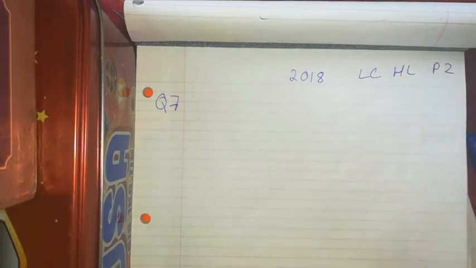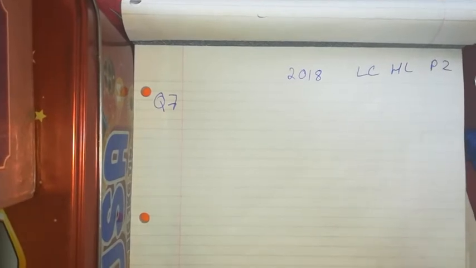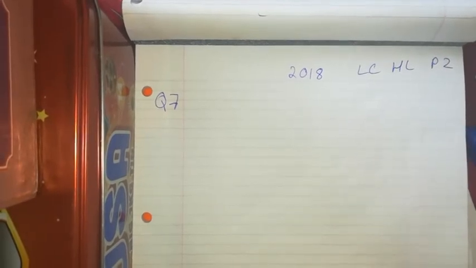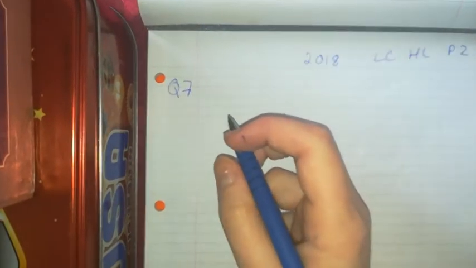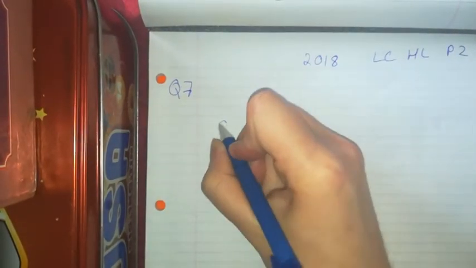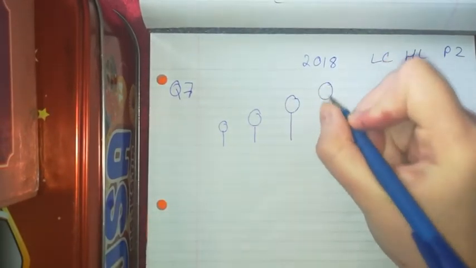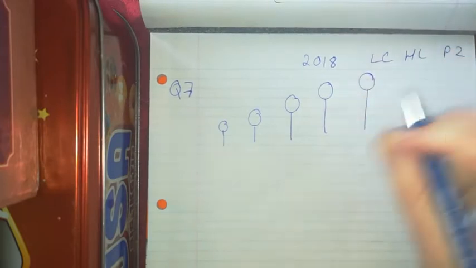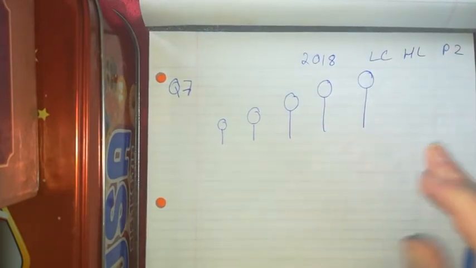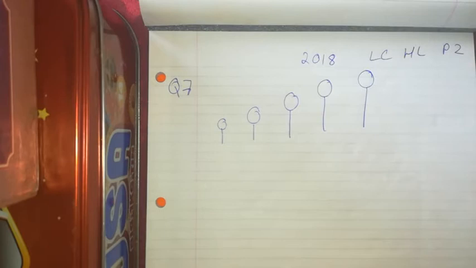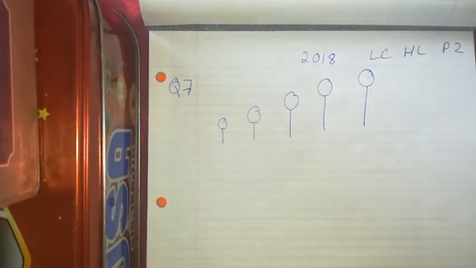The volume of each sphere from B to E is 1.75 times the volume of the previous sphere. So we have A, B, C, D, E, and the volume of each is 1.75 times the volume of the previous. The radius of sphere A is 3 centimeters.